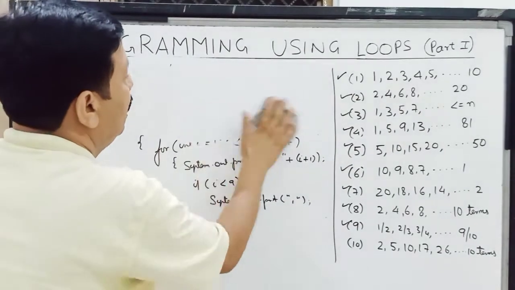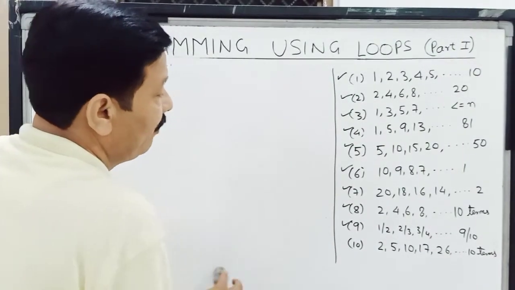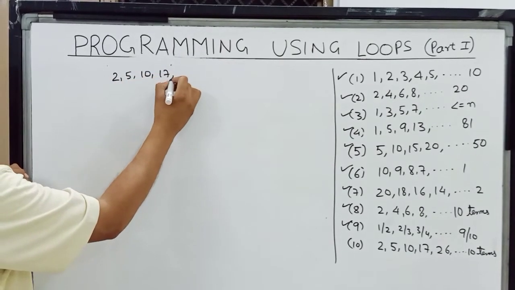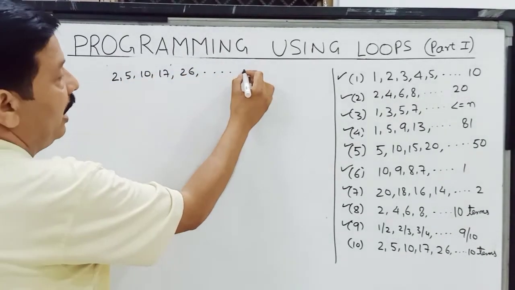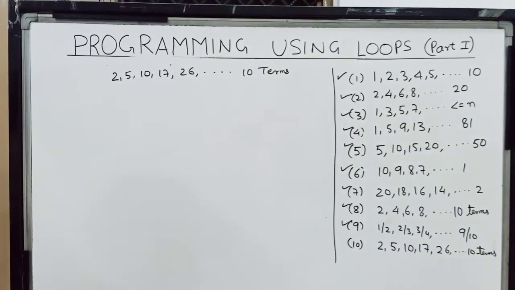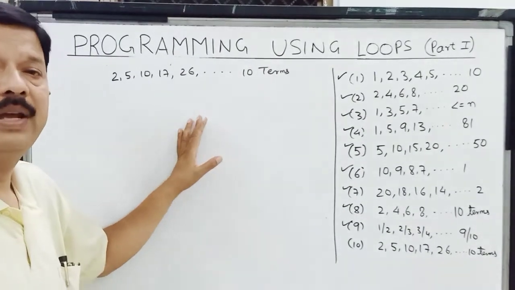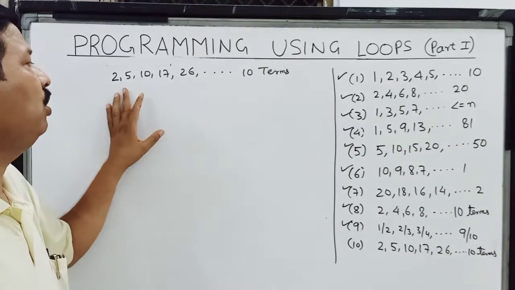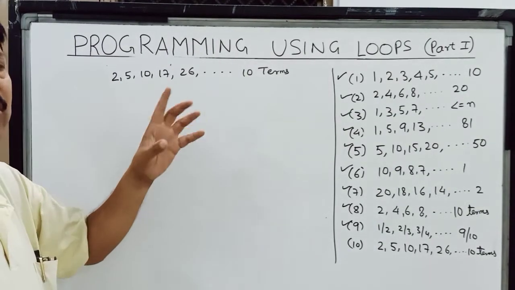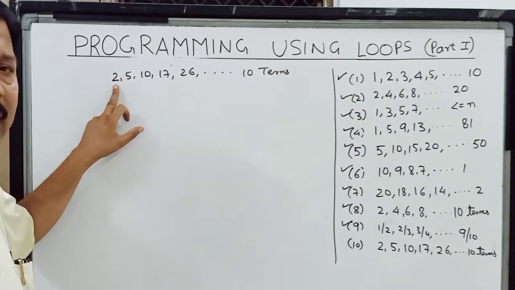Now we come to the 10 series. We have to do many more series also. So here we have to do the 10 series, that is 2, 5, 10, 17, 26, and this is again 10 terms. Now children, can you find out the relation between these terms? This series is also from the board exam. It has come in the board exam. So I hope you have found out the relation between each term. Children, it is a natural number squared plus 1.